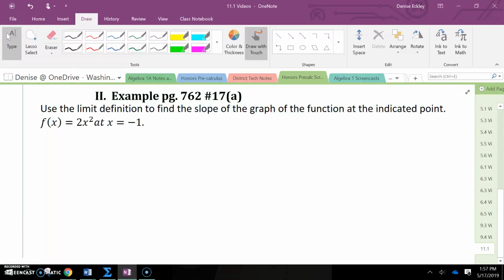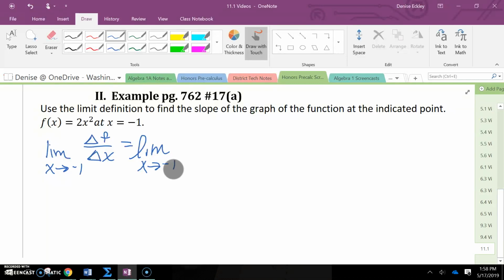So we're going to use the definition that we have of a limit, which is the limit as x approaches our value, in this case -1, of our change in f over change in x. So we are going to have our function, forgot our limit. We're taking the limit as x approaches -1 of our function.